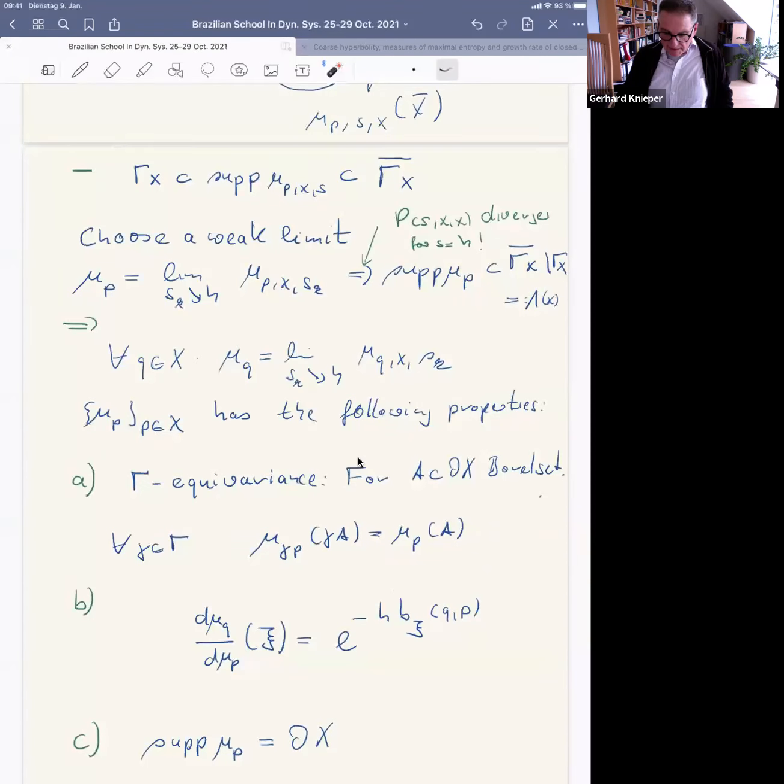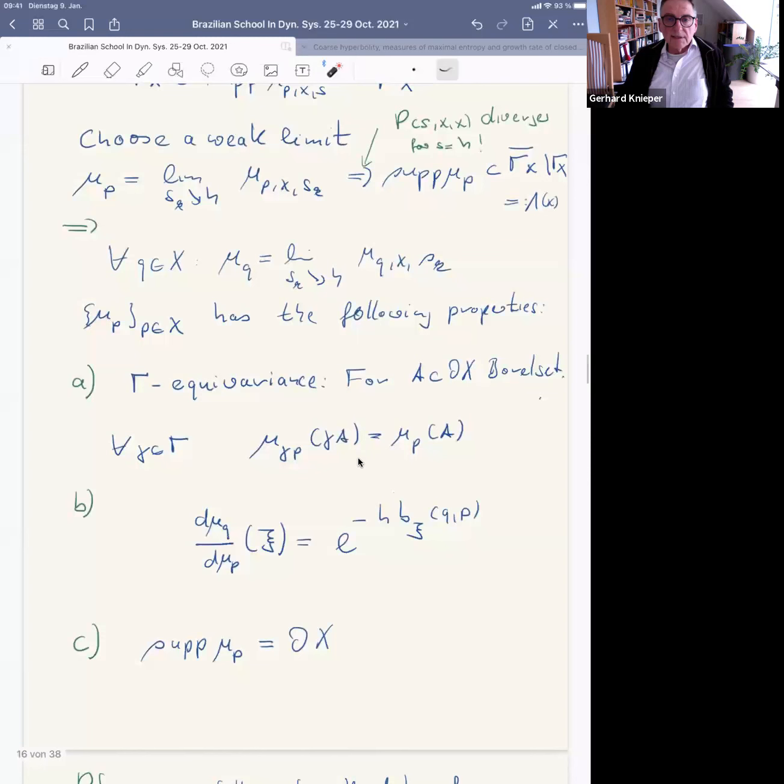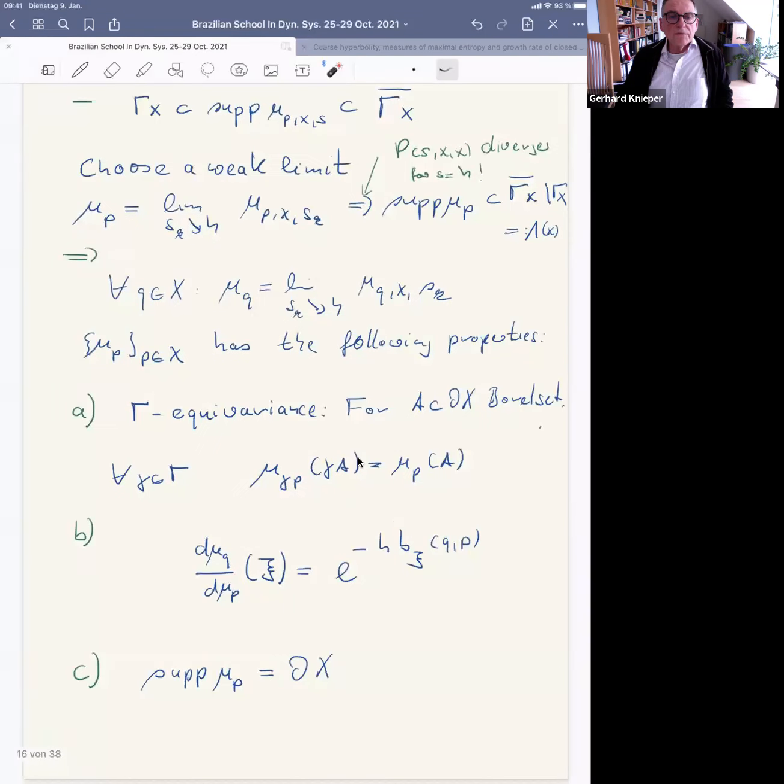And the second point is maybe a bit less obvious. If you move the measure from P to Q and take the Radon-Nikodym derivative, you can show that this exists and is exactly given by e to the minus h times the Busemann function based at this point at infinity psi, of q comma p. I will come to how one can see this.